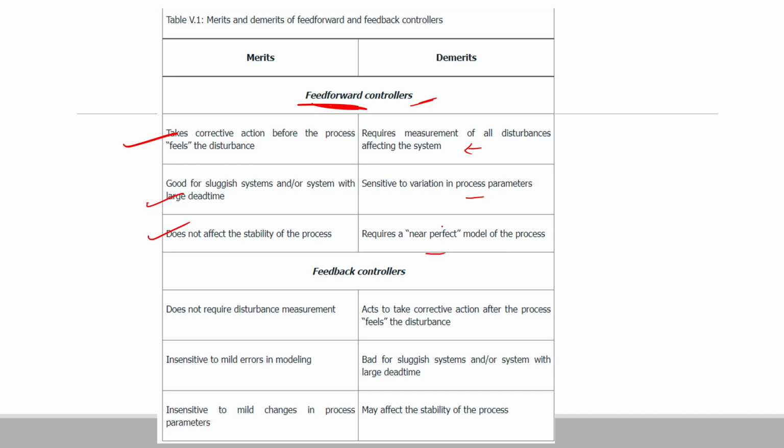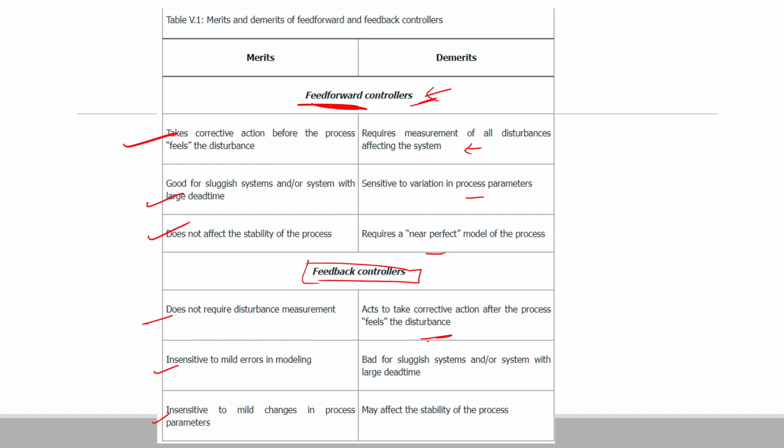That is why in the majority of processes in chemical engineering systems, we use feedback controllers. A feedback controller, as discussed, does not require disturbance measurement, and it is insensitive to mild errors in modeling and mild changes in process parameters. So basically we don't need an accurate model in a feedback controller. That is why modeling errors can be neglected.